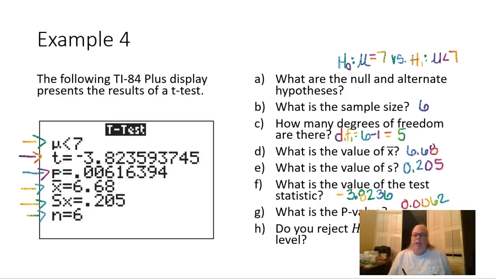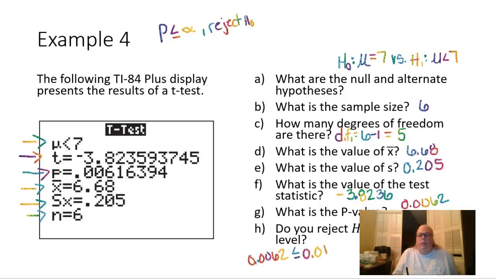And then part H down here, are we going to reject the null hypothesis at the 0.01 level? Well, our test was going to be, is our p-value less than or equal to the alpha value? Because if it is, that's when we want to reject our null hypothesis. And our p-value, 0.0062, we're trying to figure out if that's less than or equal to 0.01. Yes, it is. So we are going to reject our null hypothesis.